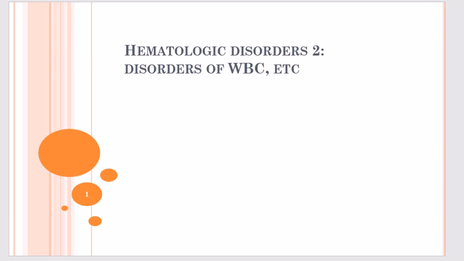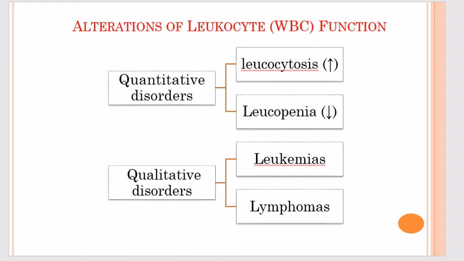And you should recall that white blood cells are called leukocytes. So let's talk about some changes or alterations of leukocyte or white blood cell function. There are two types of disorders involving changes in leukocytes. The first one is a quantitative disorder, and the next is a qualitative disorder. So quantitative, qualitative. One referring to quantity, of course, the other referring to quality.